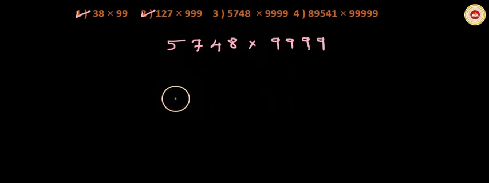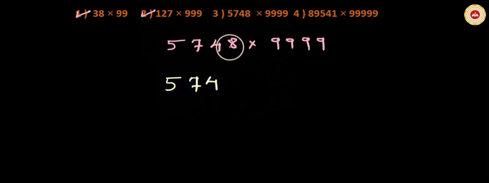What is left part? Calculate Ekanyunen of the multiplicand. Subtract 1 from 5,748. 5,748 minus 1 is 5,747. Yes. Give a slash to separate left part and right part.